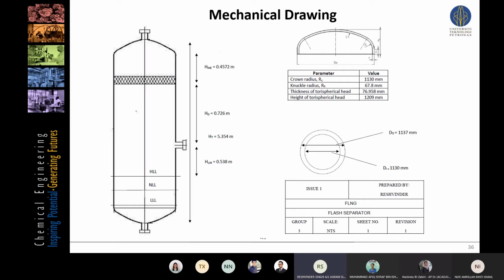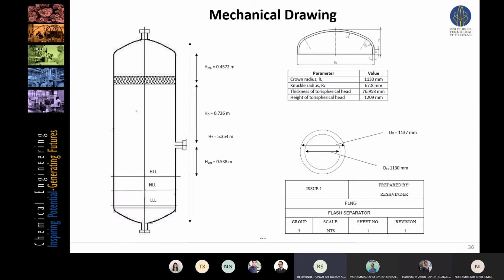Okay, as can be seen here, this is the mechanical drawing, where the high liquid level height and low liquid level height are perfectly created there to show the dimensions. And then it can be seen here that HT represents the total height of the separator, and then there's HME, which is the height from the demister pad to the closure, and then there is also HD, which is the disengagement height from the inlet feed nozzle to the demister pad, and there's HLIN, which is the height from the high liquid level height to the inlet nozzle. So these are some of the important parameters of the drawing.